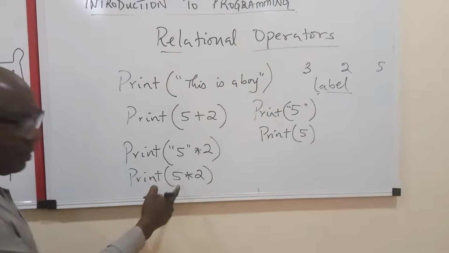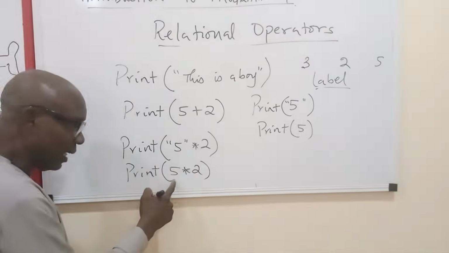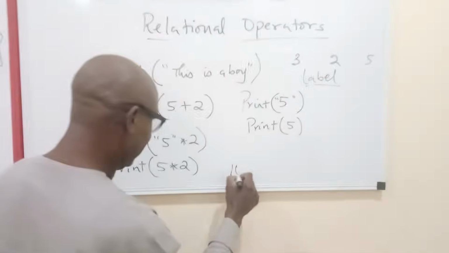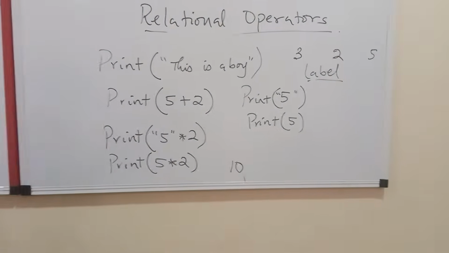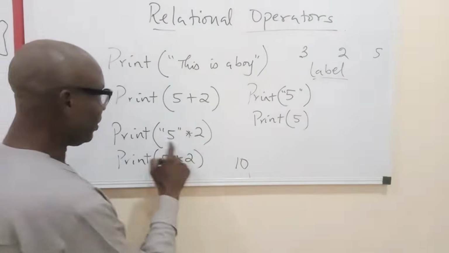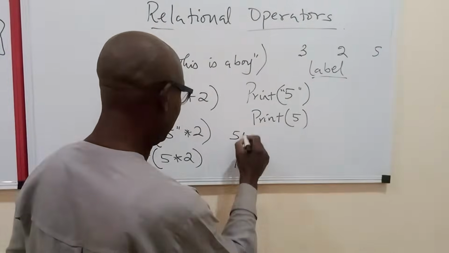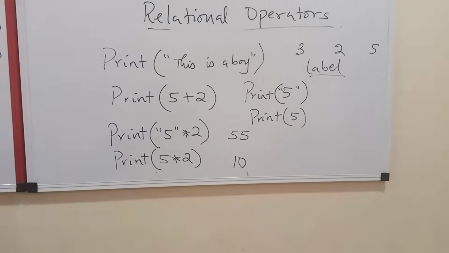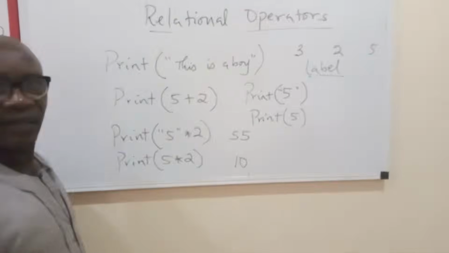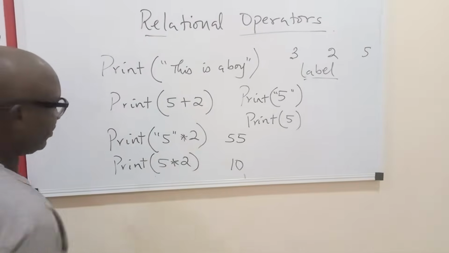In the second case, this is an integer and this is an integer, so the outcome will be 10, 2 multiplying 5. But because this is a string, this will give us 5, 5. We are saying double this string. That's what this will mean.